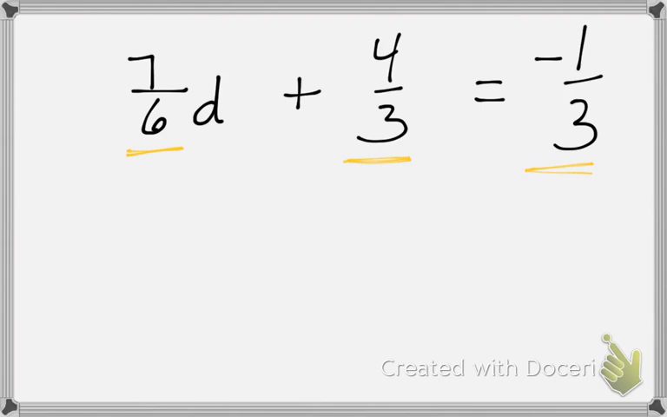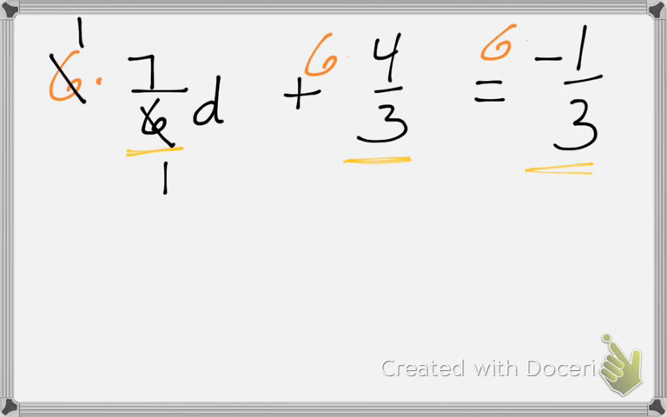6 and 3 is, of course, 6. So I'm actually going to go through here and I'm going to multiply all my fractions by 6 to cancel out the denominator. And as long as I'm multiplying everything by 6, it keeps my equation in balance. So here I can cancel because 6 goes into 6 once, 6 goes into 6 once.